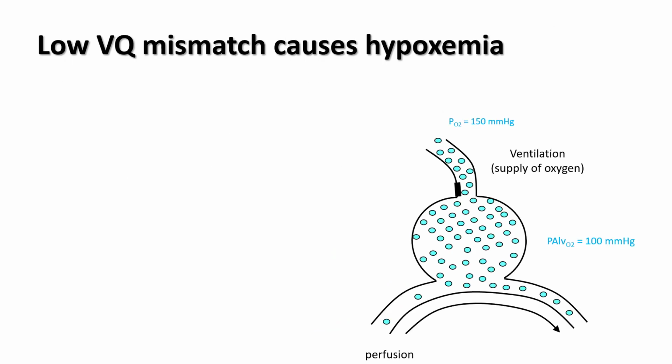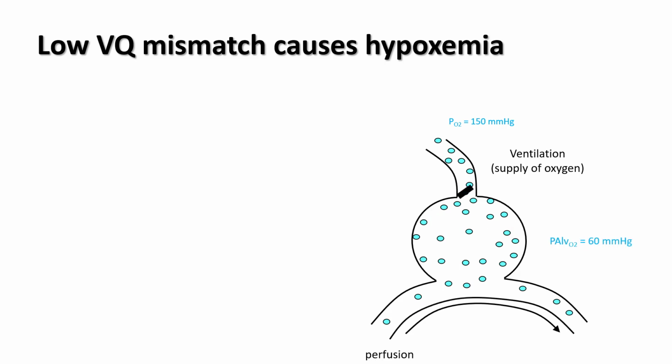The alveoli with low VQ mismatch cause hypoxemia. For example, in this case, your P alveolar O2 is 100. This is a normally functioning alveoli. If you decrease the ventilation to this area, that means you lower the VQ, you can see that the oxygen supply to the alveoli is reduced, so the amount of oxygen that can go in falls down.